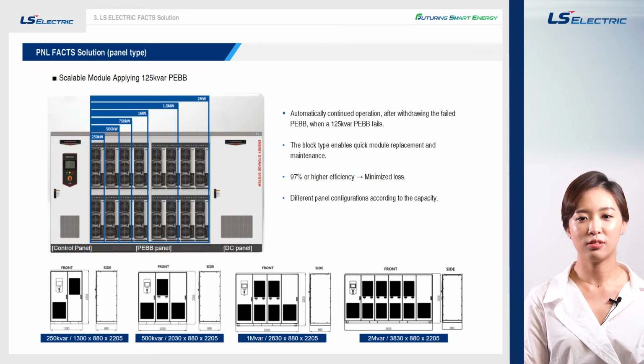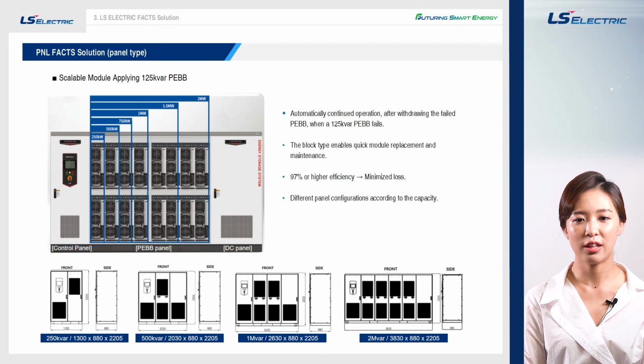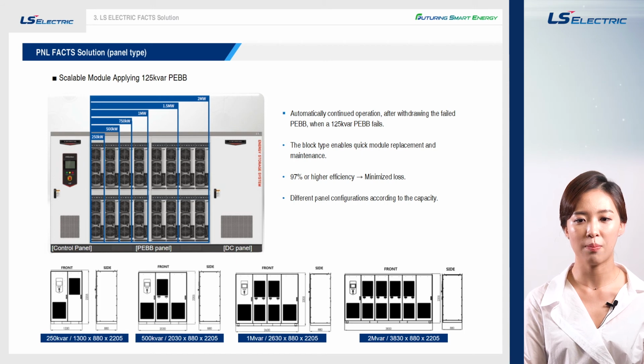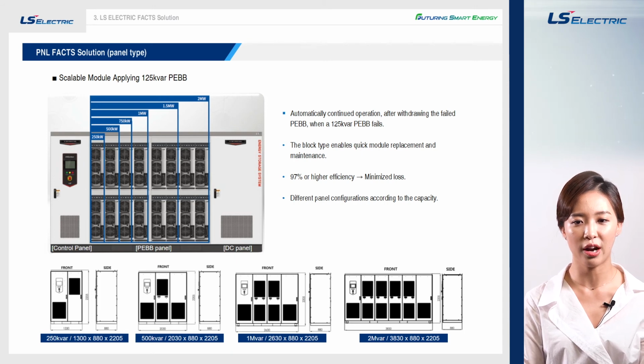And this is panel type P-STATCOM. This panel type STATCOM can be supplied up to 2 MW through the parallel connection of 16 inverters. The most important point of this panel type is that it can be easily extended by adding PEBB, power electronics building block, when more capacity for the facility is required.